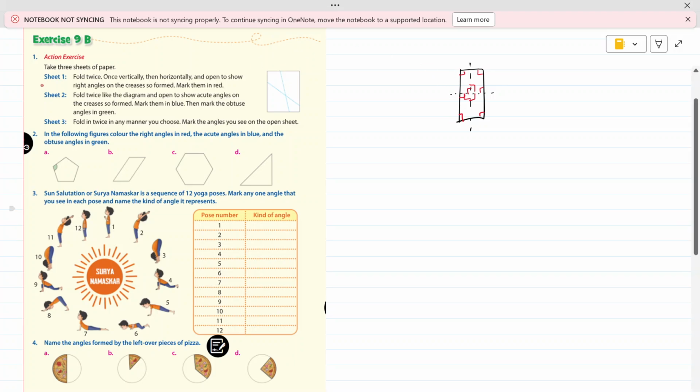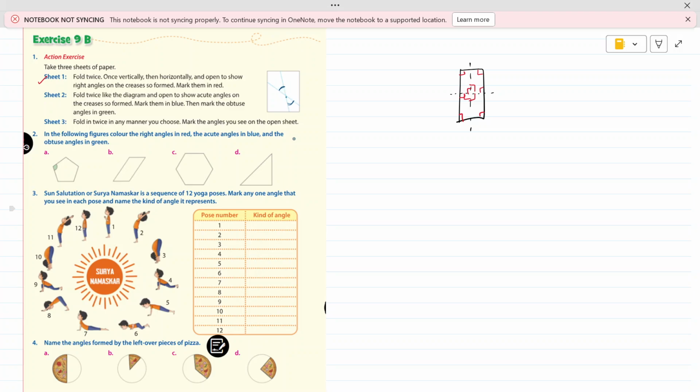Okay, next, this is done. Fold twice like the diagram. So the diagram is like this. We have to fold it and open it to show acute angles on them and mark them with blue. So we have to mark acute angles here. So kids, if you see this, these two lines are forming an acute angle. These two lines are also forming acute angles with each other.